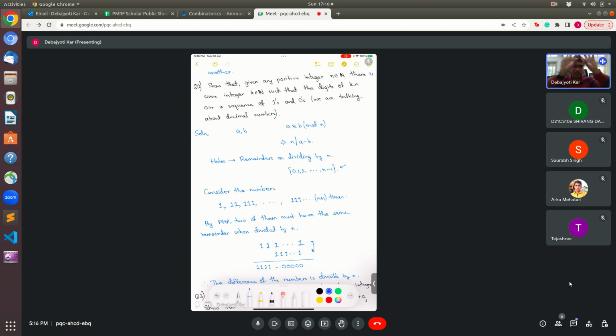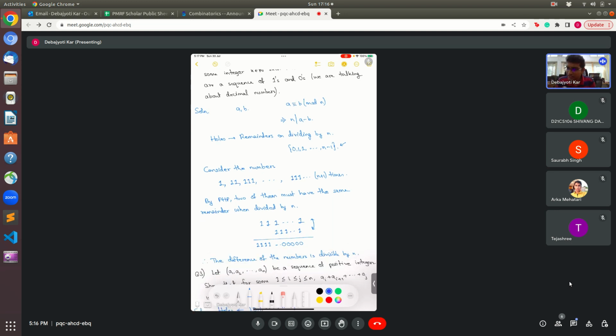So we want to construct n plus 1 numbers such that the difference of any two of them is just a sequence of ones and zeros. Then it is sufficient for us, and that is why we do this. We consider these n plus 1 numbers wherein the ith number is just one repeated i times. The first number is 1, the second number is 11, the third number is 111, and so on. When we take the remainders modulo n, there are n possible remainders, so at least two of them must have the same remainder, and then their difference must be divisible by n.